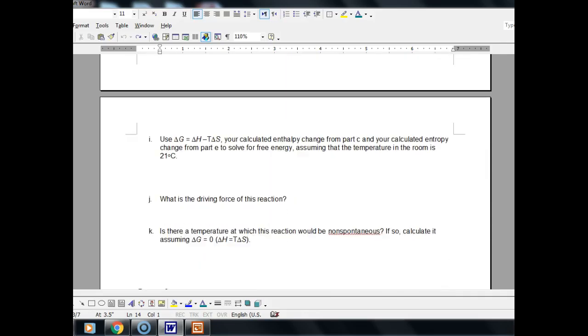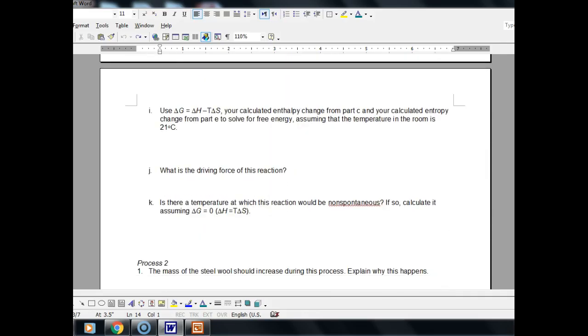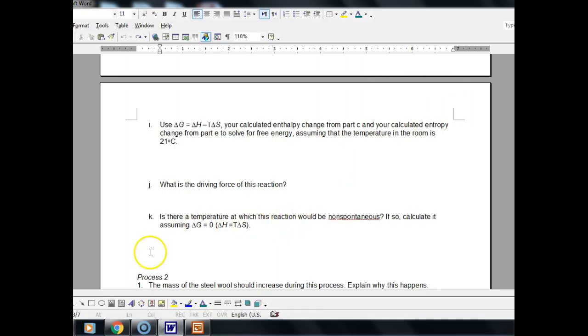And then in part K, is there a temperature at which this reaction would be non-spontaneous? If so, calculate it. If there is a temperature at which it would be non-spontaneous, that would be when you have no change in delta G. So you would want delta H to equal T times delta S. You already have a delta H value and a delta S value, so you should be able to use those two to calculate T, if that happens.